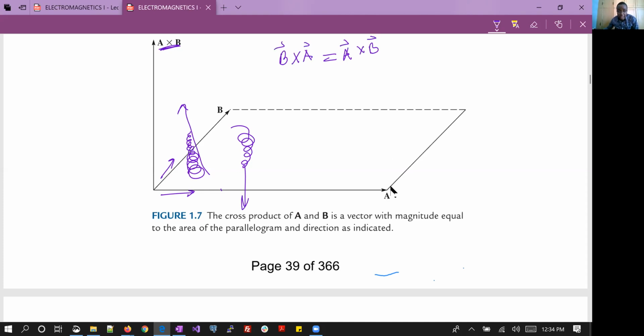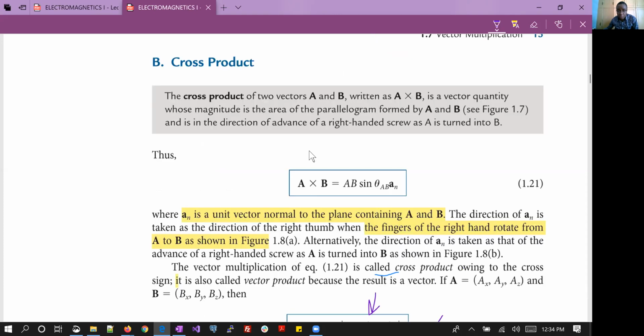Is that concept understood? Someone mentioned something. That is what we are defining by using so many words there. That is the area of a parallelogram, and the vector is directed along the right-handed screw as A is turned into B. No comment. So we carry on.